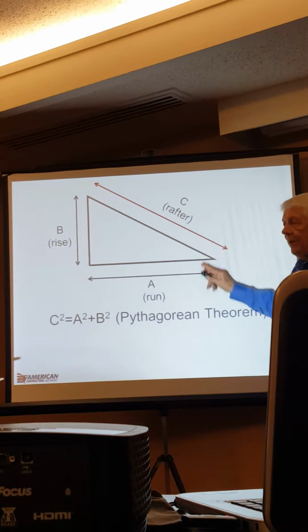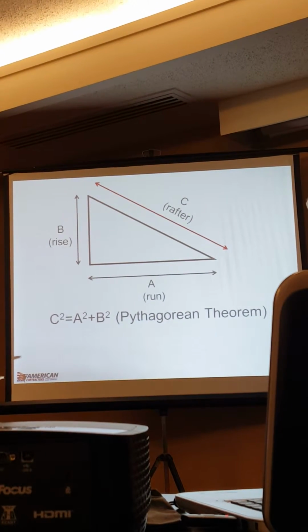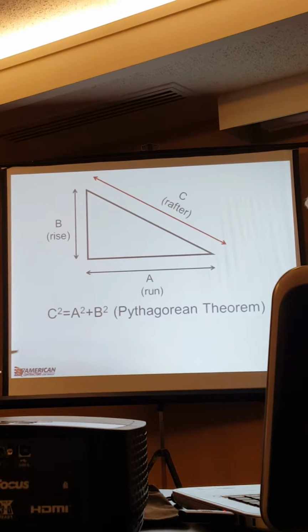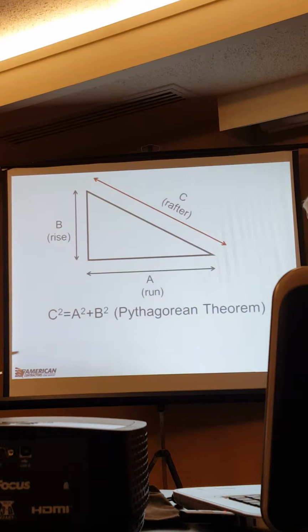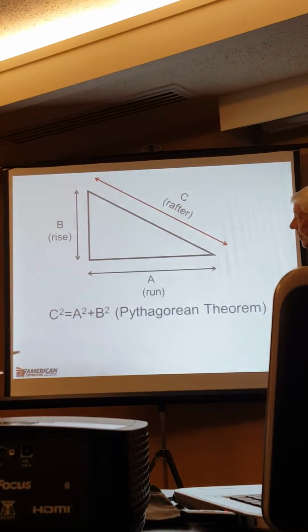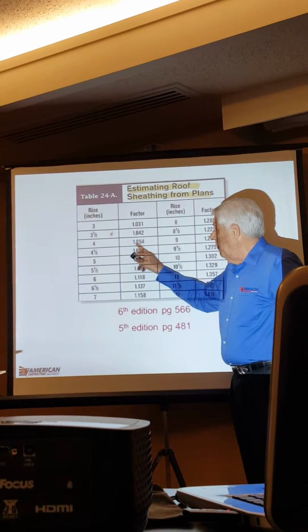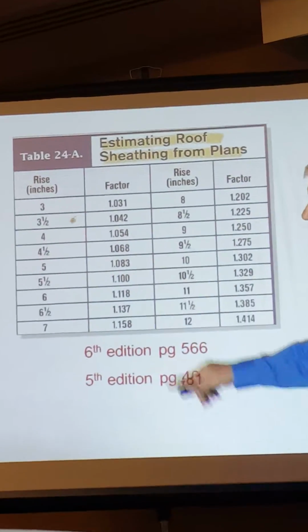All right, now divide that by 12. 1.054. That is the factor of the 4-12 slope: 1.054.